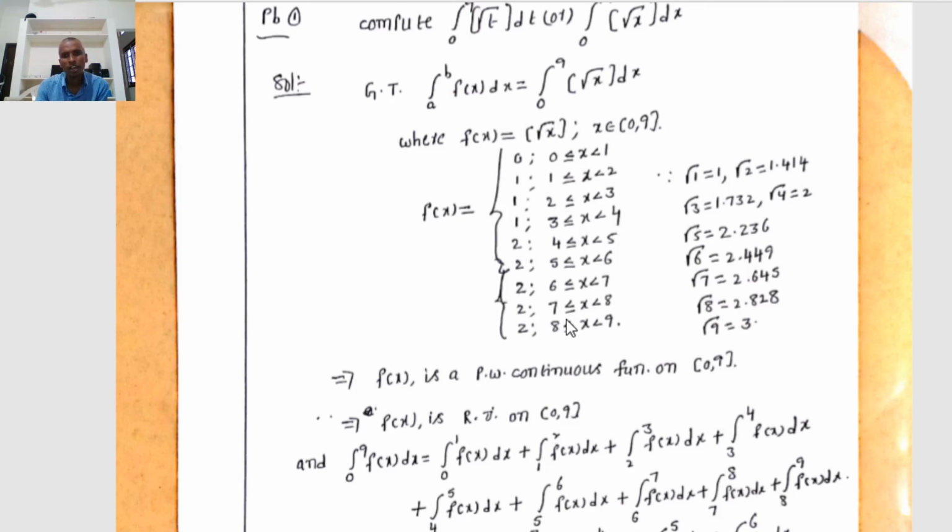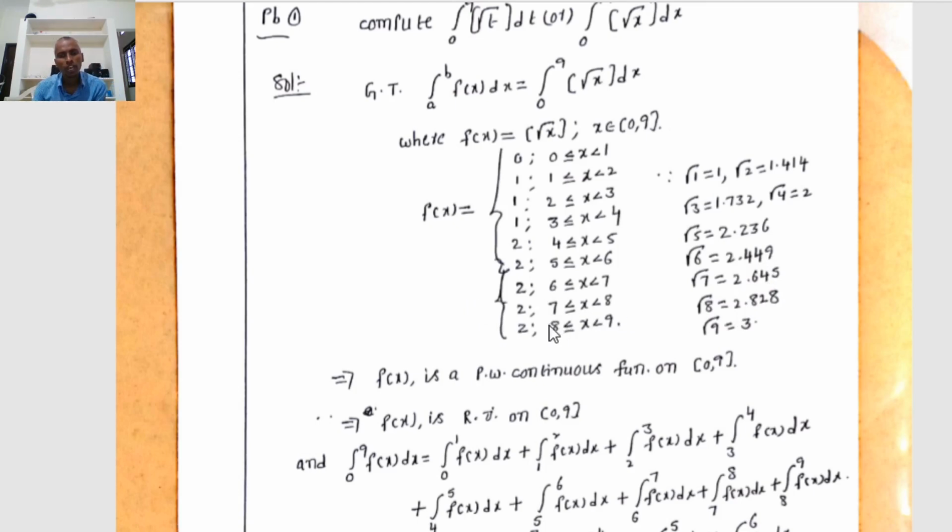Similarly, 7 ≤ x < 8, where √7 = 2.645. That implies the integral part of √7 equals the integral part of 2.645, which equals 2. Therefore, x lies between 7 ≤ x < 8. Similarly, 7.99 something also lies between 2.8 something. Therefore, 7 ≤ x < 8 implies the integral part of √x equals 2.